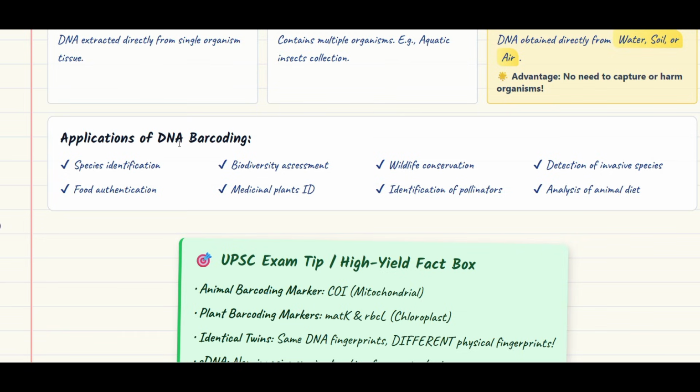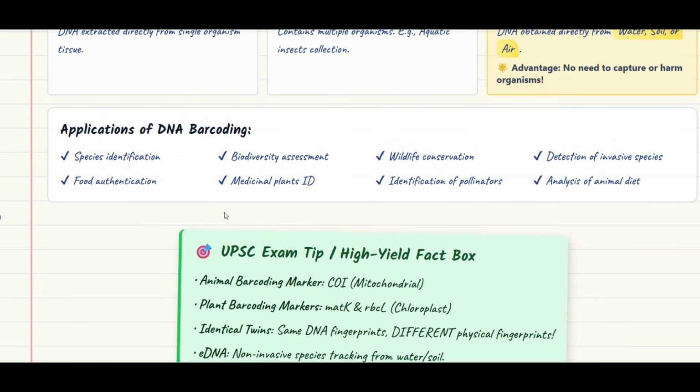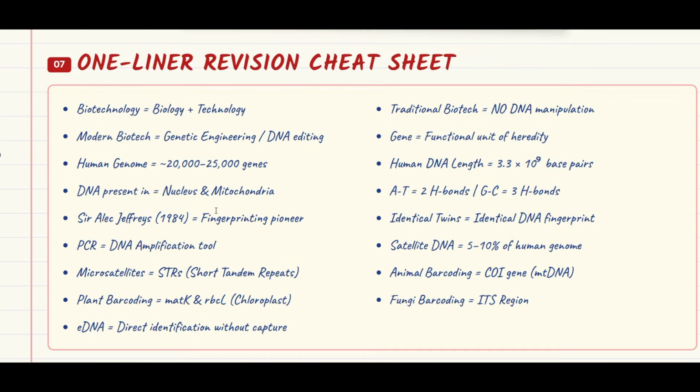Applications of DNA barcoding are species identification and biodiversity assessment, wildlife conservation, detection of invasive species, analysis of animal diet, identification of pollinators, and medicinal plant ID and food authentication. I hope you enjoy this. And these are some terminology; you can read it for better revision.